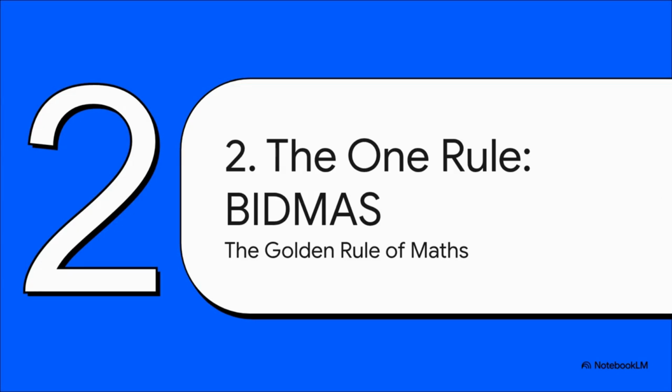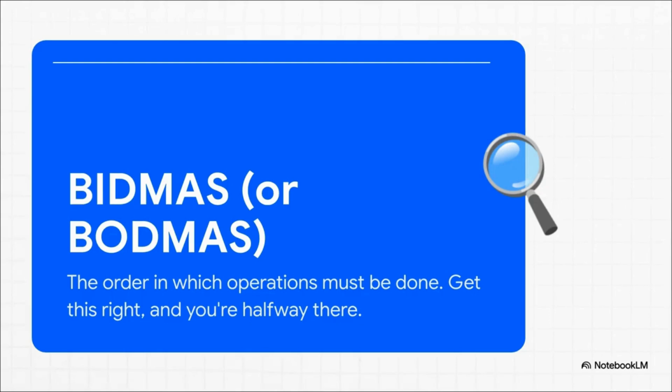Okay, let's move on to the single most important rule in your entire maths GCSE. And I'm not kidding, if you only take one thing away from this whole explainer, make it this. This is the golden rule that tells you the exact order to tackle any calculation. And that rule is BIDMAS. You might have also heard it called BODMAS. They're pretty much the same thing.